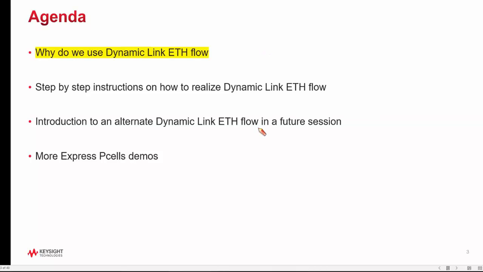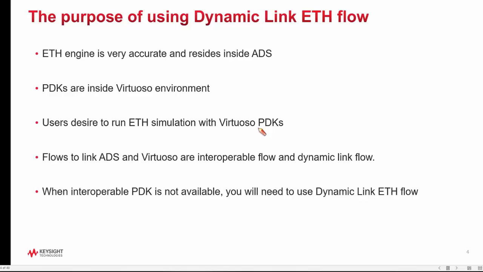Okay. First one, why do we use dynamic link thermal flow? The reason for that is the thermal engine actually is very accurate. But to do the RFIC thermal, you need to be inside ADS. But a lot of the PDKs, they're inside the Virtuoso environment. So the Virtuoso users really desire to use the thermal in ADS. That means that we need to find a link between ADS and the Virtuoso environment.